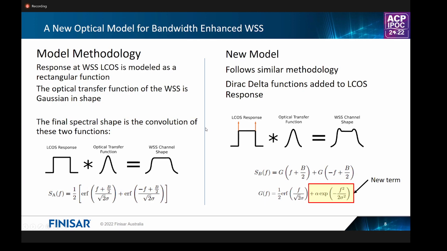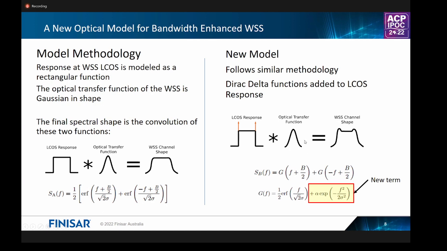This new model follows the same methodology, except it introduces Dirac delta functions on the edges of the channel, the size of which is controlled by a new parameter called alpha. And we do the same thing: we convolve with this Gaussian function to give a new channel shape. This is the new expression here on the right. We can see that it looks very similar to that. In fact, it is the same equation, except there is this addition of a new term here.